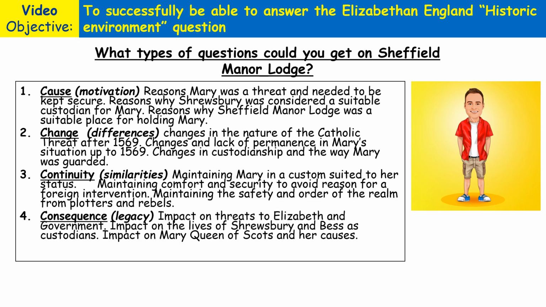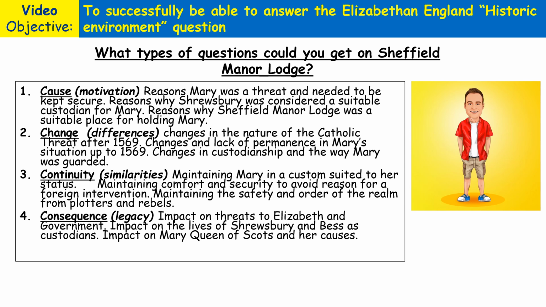Finally, consequence. So what were the impacts on threats to Elizabeth and her government, and also the impacts on the lives of Shrewsbury and Bess of Hardwick as custodians as well, and even the impact on Mary Queen of Scots and her life having been moved to Sheffield Manor Lodge, the consequences of that. So you will be asked one question for the historic environment, which is based on just one of these four second order concepts: cause, change, continuity, or consequence.